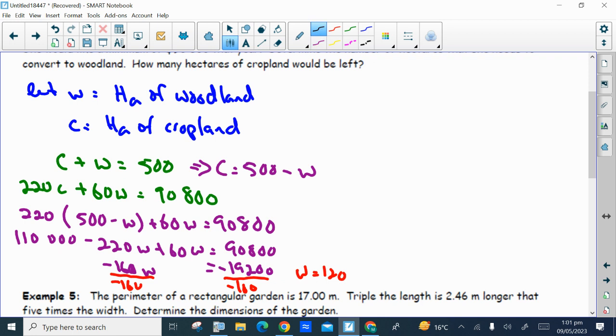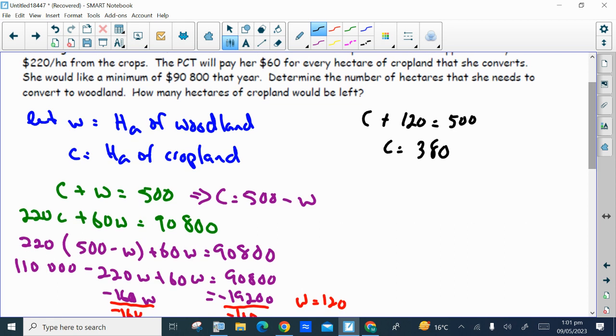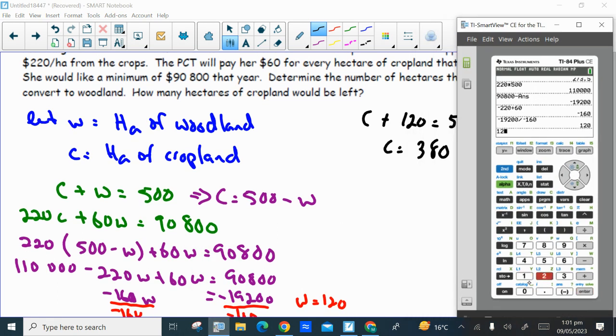So to figure out how much cropland she'll have left, let's use the C plus W, which we found to be 120, equals our 500. So C then will equal 380 when you subtract the 120 from both sides. So let's make sure that that works. If you add the 120 and the 380 together, you should get your 500 acres that she has.